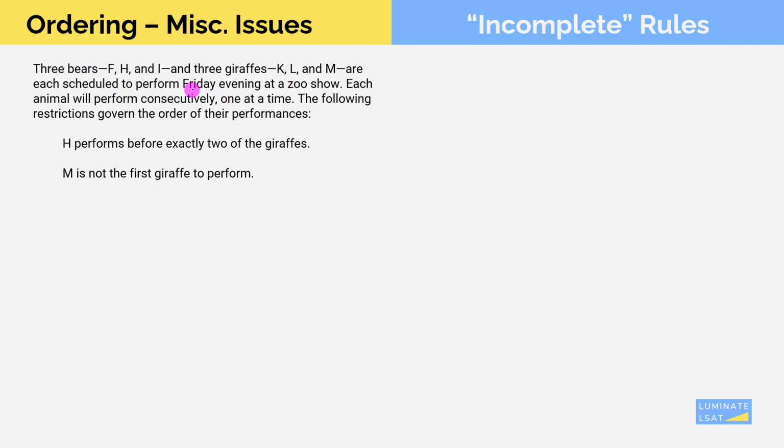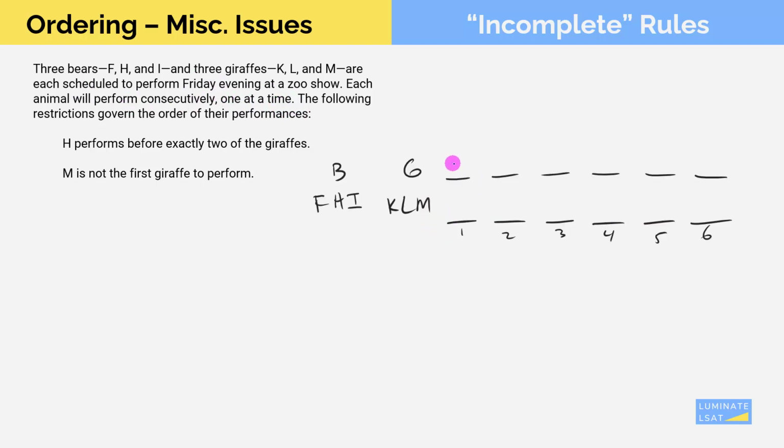They're each scheduled to perform at a zoo show on Friday, and we're keeping track of the order in which they perform. Since they're all going one at a time, I'll go ahead and draw 6 slots like this. I'll have another row to keep track of whether it's a bear or a giraffe, and my 6 variables are going to go at the bottom here. So now let's take a look at the first rule.